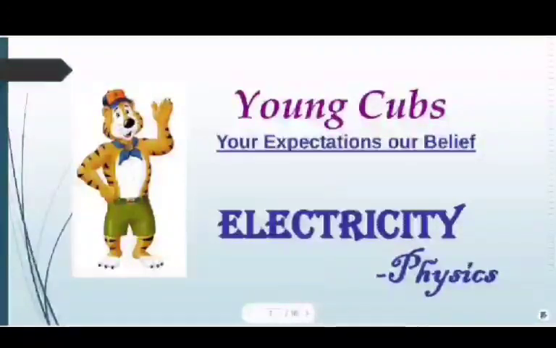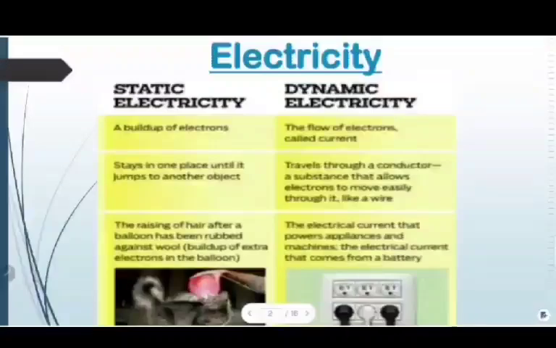Children, did we know electricity had two forms? One was the static form and the other is the dynamic form or dynamic electricity, which is also commonly known as current electricity. Now, what's the difference between static electricity and current electricity or dynamic electricity?